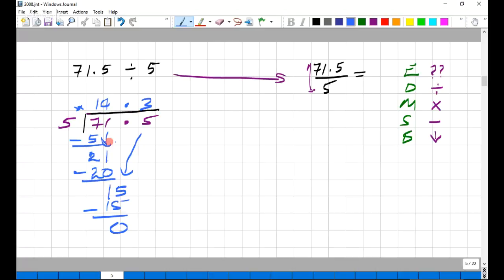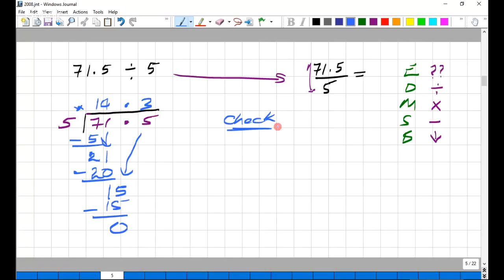And the 5 would be what? Special name? Divisor. Divisor. Good. And the number inside is called what? The dividend. Excellent. How do we check our answer now to make sure that it's correct? By multiplying, sir. Multiplying what? 5 by 14.3. Okay, use the term, sir. We're going to multiply the divisor and the quotient to get back the dividend.